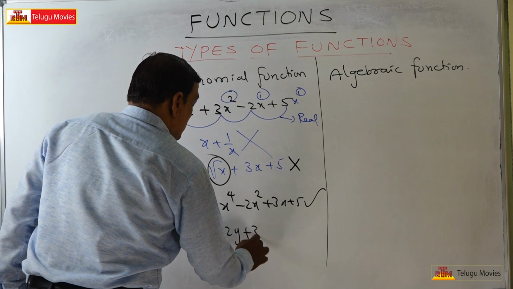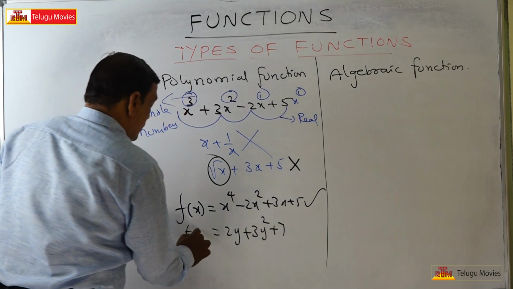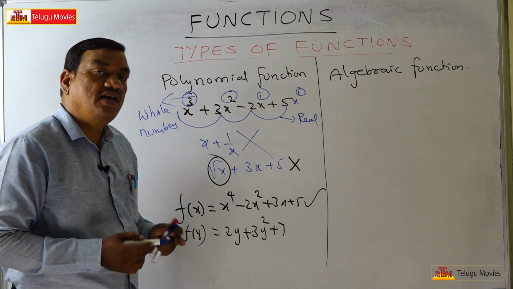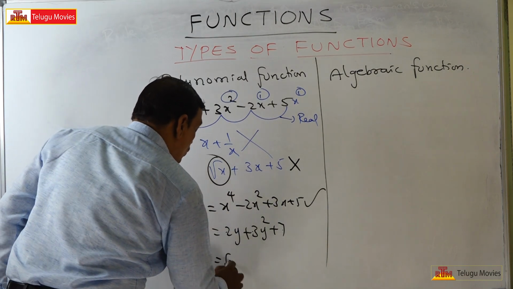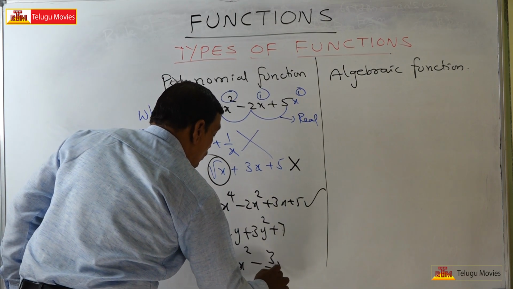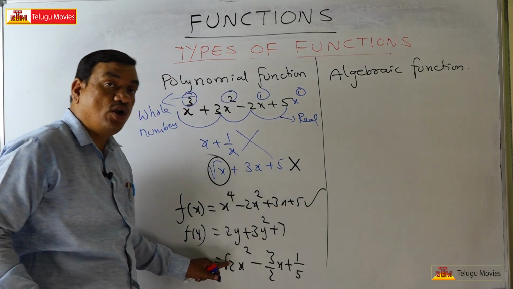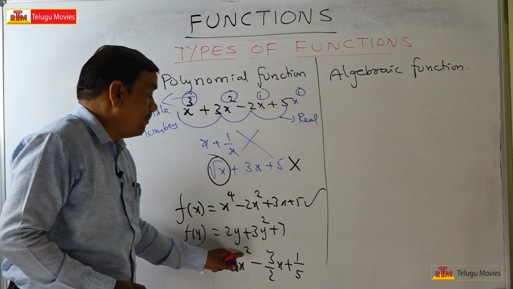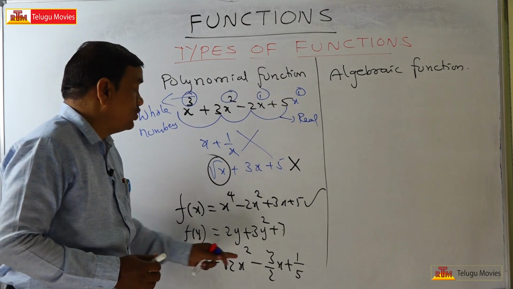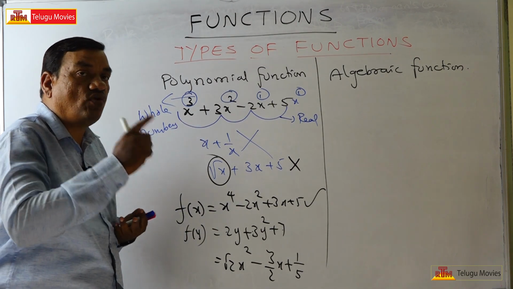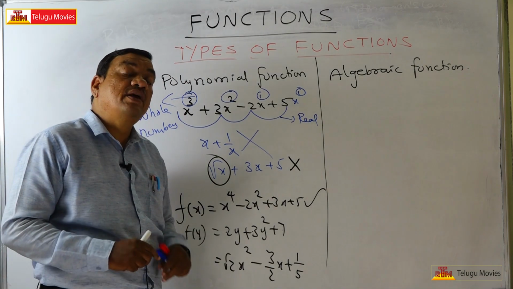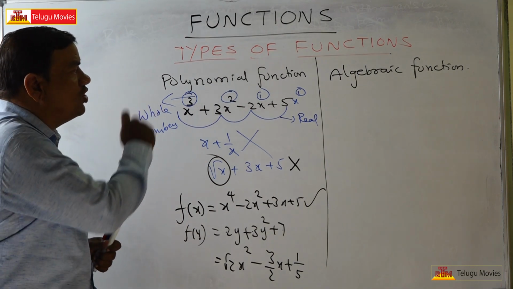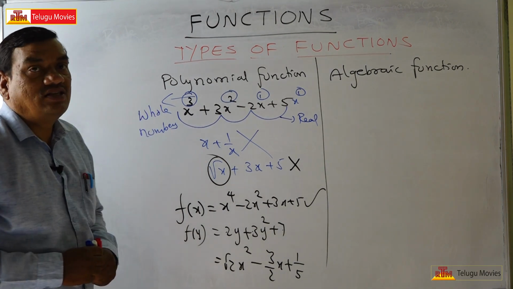Again, 2y plus 3y square plus 7, a function of y, is also a polynomial. The coefficients should be either rational or irrational numbers. For example, root 2 x square minus 3 by 2 x plus 1 by 5 is also a polynomial function. The terms should be separated by plus or minus. The powers of the variable should be whole numbers: 0, 1, 2, 3, 4, 5, like that. The coefficients may be either rational or irrational numbers. Understand this? These types of functions are called polynomial functions. What is an algebraic function? Be careful with that.